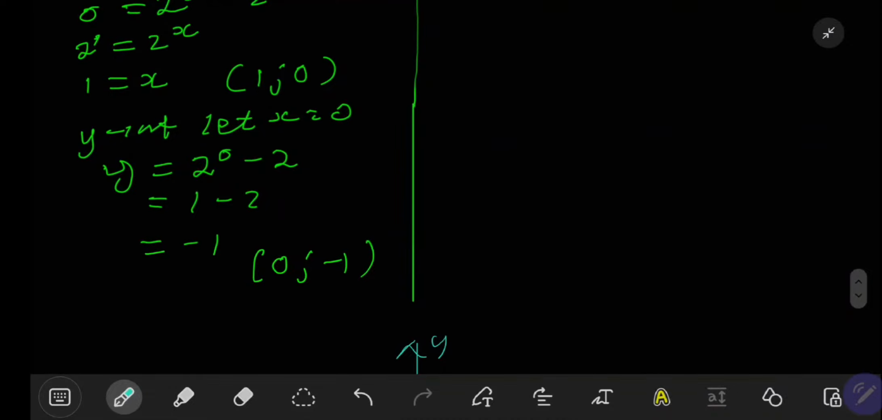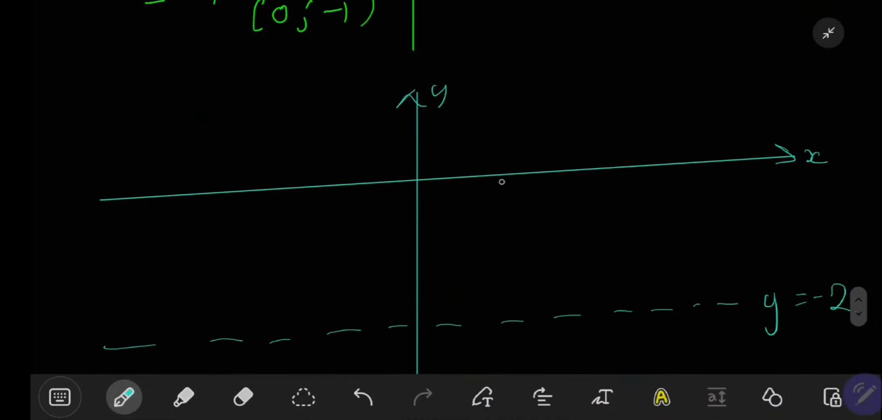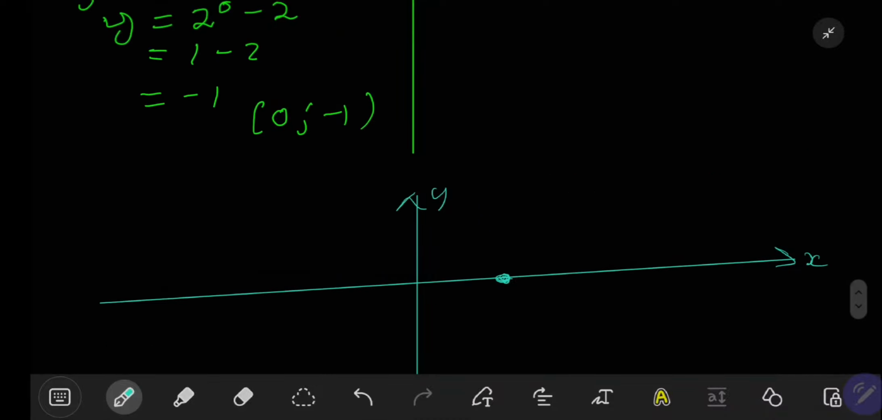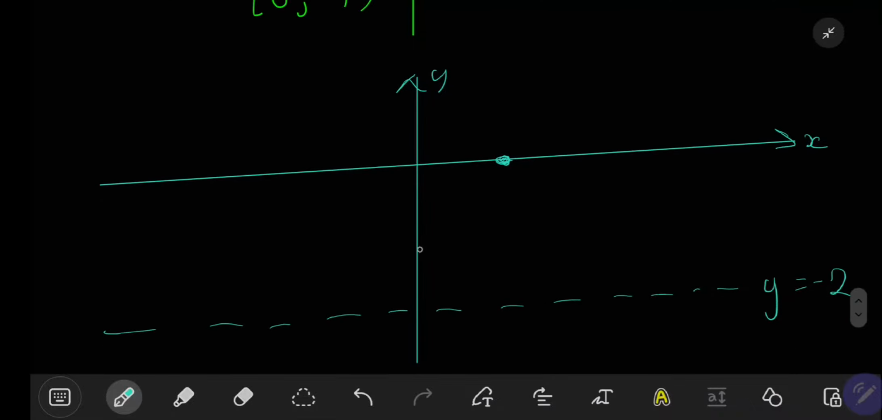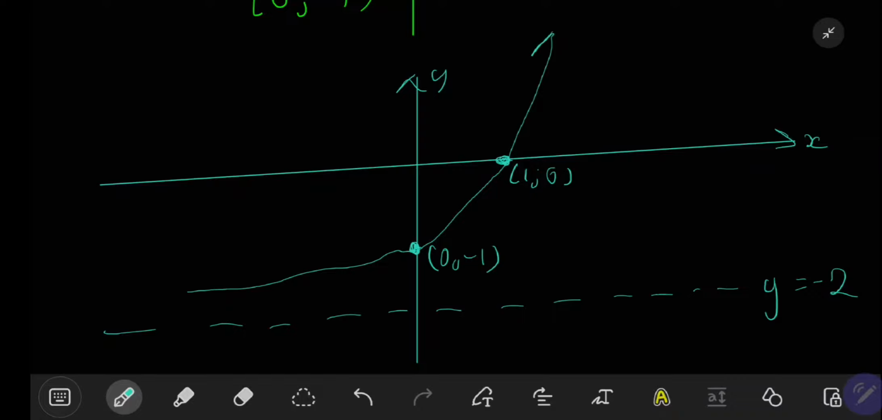And then our x-intercept, that is the point (1, 0). It can be a point here by estimation, because we are sketching, we are not drawing. And then (0, -1) is here. So this is (1, 0), and this is (0, -1). And now our graph will be like this, increasing, and on this side it will approach the asymptote. So this is the graph of g of x, the normal exponential graph that we know.